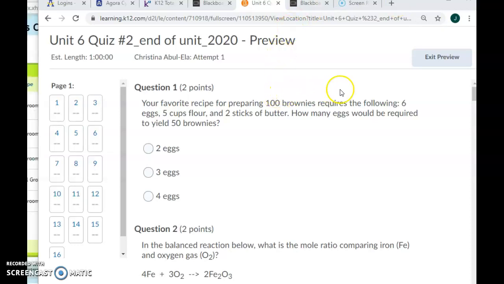Your favorite recipe for preparing 100 brownies requires the following: 6 eggs, 5 cups of flour, and 2 sticks of butter. How many eggs would be required to yield 50 brownies? 2 eggs, 3 eggs, 4 eggs.